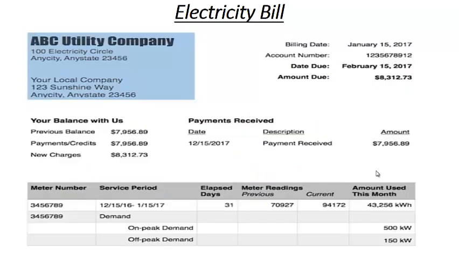So let's come to the electricity bill, how an electricity bill looks like. This is actually a snapshot of an electricity bill. This is ABC, the name of the company, and this is the address.